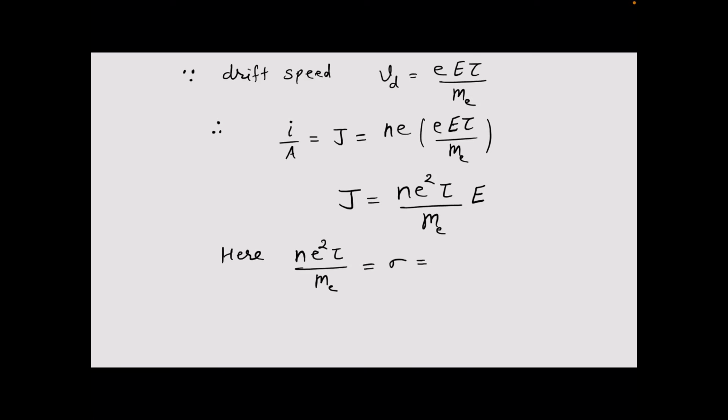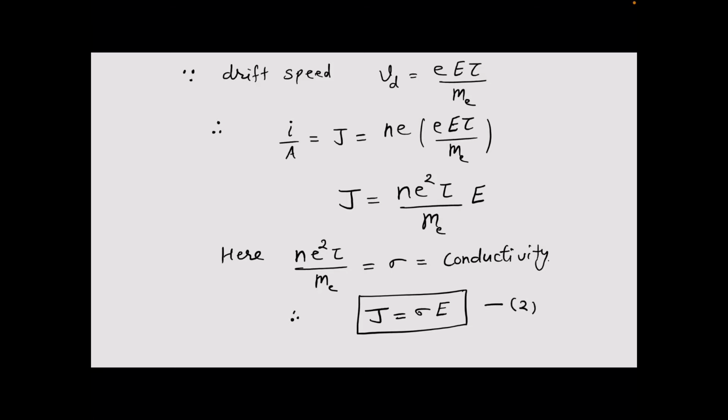Here n e square tau by me equals sigma, which is called conductivity. Therefore, J equals sigma E, which is called Ohm's microscopic form.